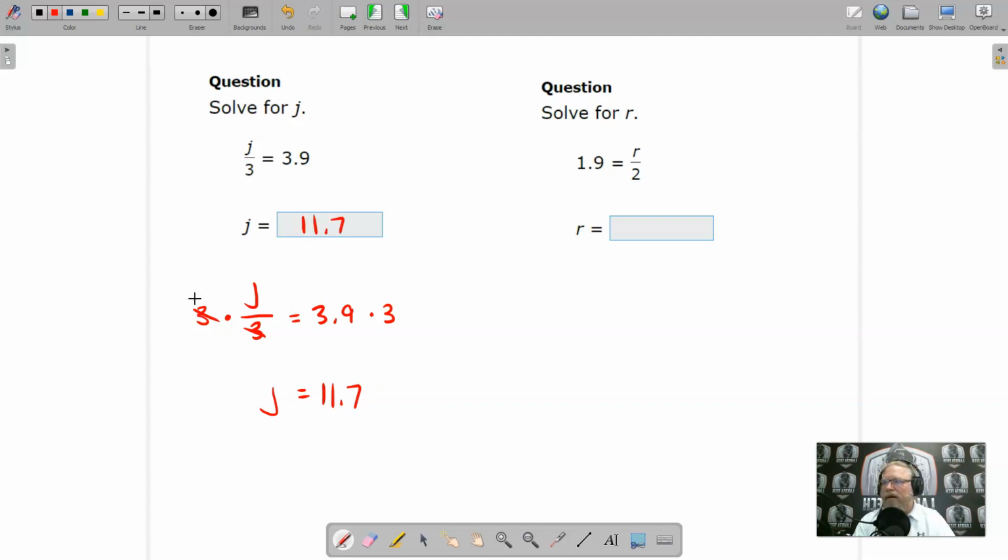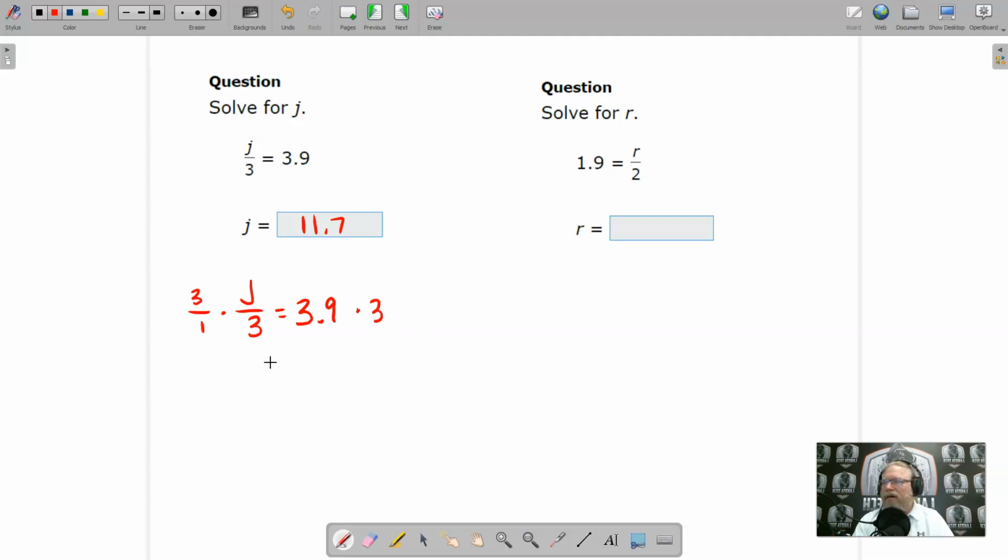Now, if you're wondering how it is these 3's cancel and I just end up with J, the numerator just ends up here by itself, let's go ahead and look at that and see how that works out. So I have J over 3 equals 3.9. Whenever we multiply by 3, I'm going to go ahead and write this 3 as a fraction over here, and over here I'm just going to write it as a whole number. Both values have a value of 3.